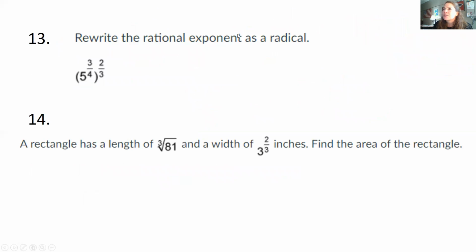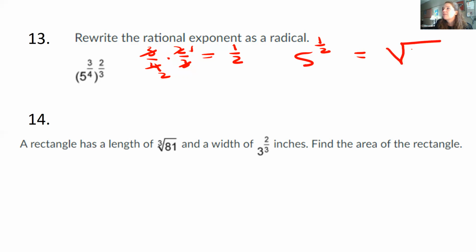All right, rewriting a rational exponent as a radical. First of all, we have a power raised to a power. So the directions say we multiply 3/4 times 2/3. Those 3s disappear, they cancel each other. So basically 3/4 times 2/3 is 1/2, because I would have 6/12 anyway. So how do I write 5 raised to the 1/2 power? I would write it as the square root of 5. Square root of 5.